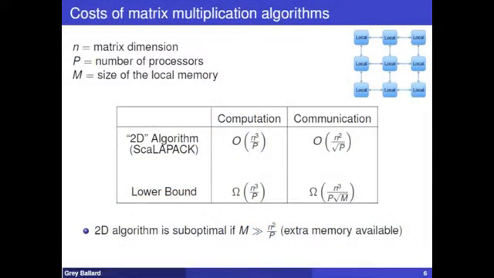Okay, so let me go back to matrix multiplication and look at it at a high level and see if we can explain the performance that we saw on that first plot. I'll use n for matrix dimension, p is my number of processors, and m is my metric of how much local memory I have. So I'm thinking about a distributed memory machine where each processor has m words of local memory.